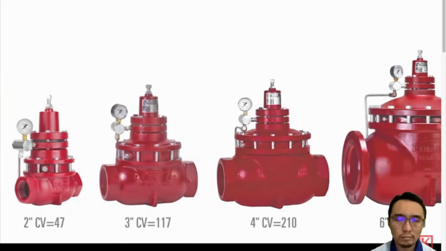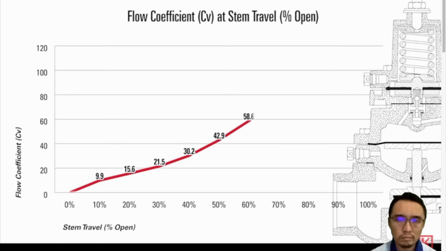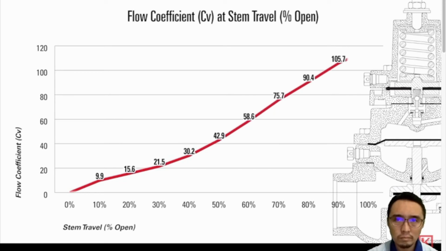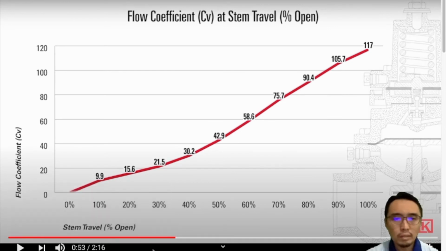In simpler terms, the larger the opening in a valve, the larger the CV. As a valve is opening, the CV increases until the valve is fully open, where it reaches its highest possible CV, or 100% open CV. So this is an interesting chart where in the x-axis you can see the percentage of valve opening and the y-axis is the CV. So based on this chart, you can choose what kind of valve that you want.